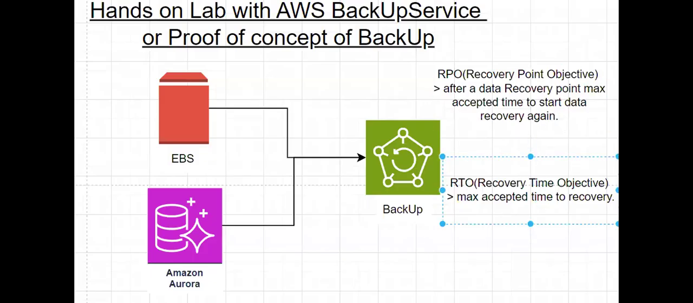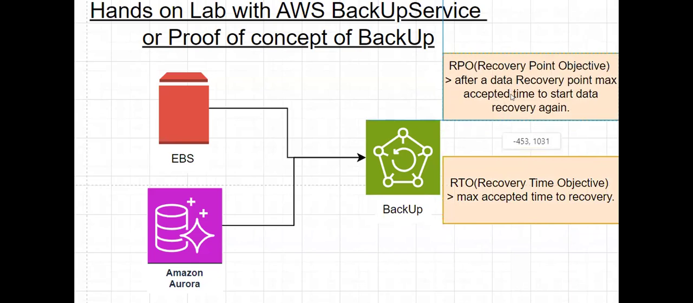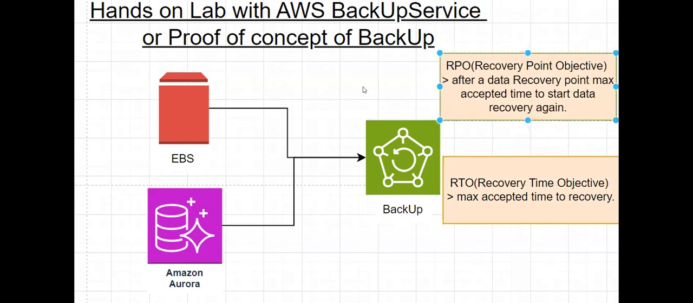The second one is RTO. So what is this RTO? RTO is nothing but recovery time objective. That is the max accepted time to recover. Whereas RPO stands for recovery point objective, that is the max accepted time to start data recovery again after a data recovery point.